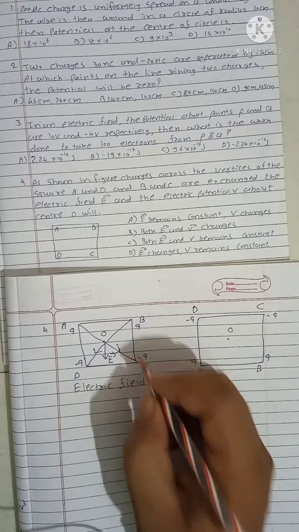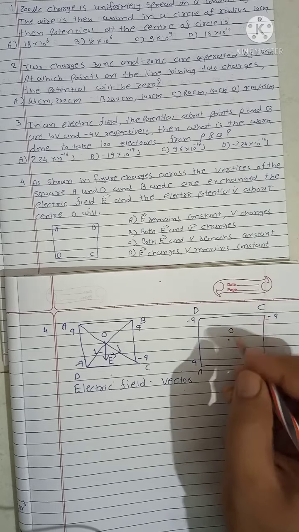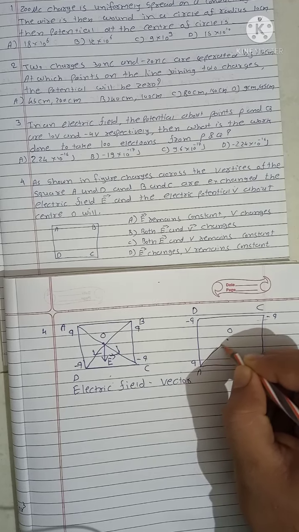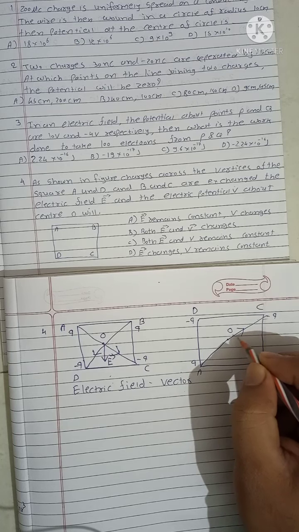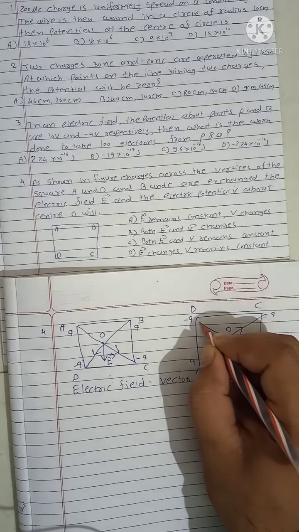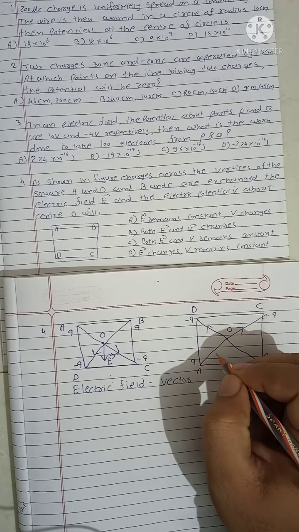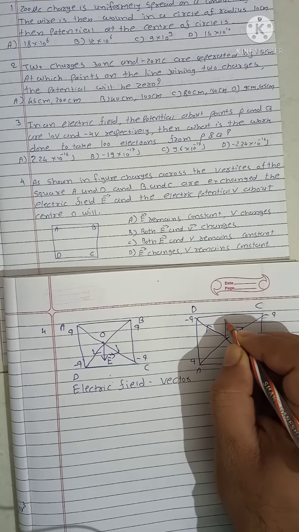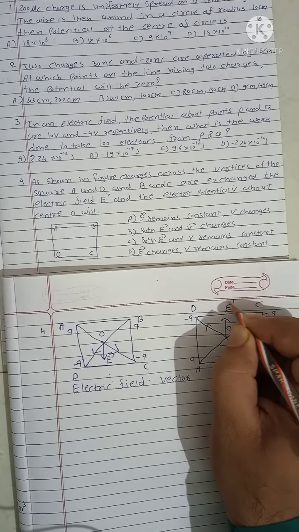Now in a similar case here, but the negative charges are on the upward side. So the resultant for A and C will be upward, in the direction of C. Similarly, the resultant of B and D will be upward, in the direction of D. So the resultant of these two will be in the upward direction, and we call it E dash.